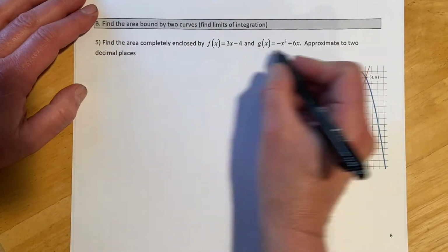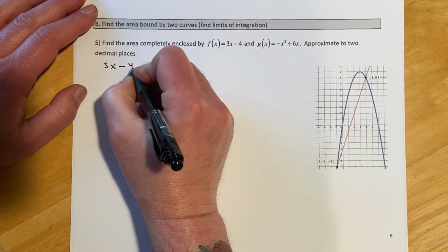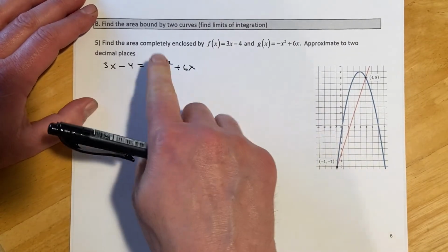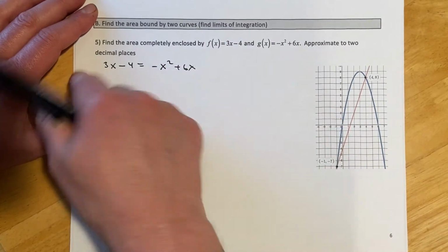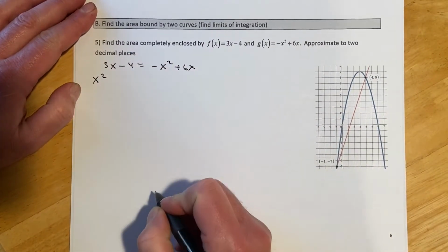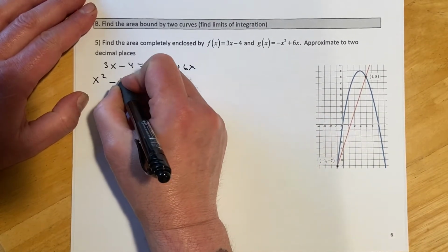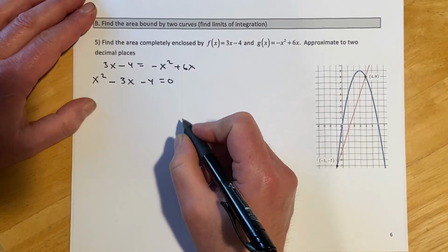So to do that, we would just set this up in factor. So we'd have 3x minus 4 equals negative x squared plus 6x. I don't like negative x squareds when I don't have to have them, so I'm going to bring it this way, make it easier to factor. So it'll be positive x squared, so I'm subtracting 6x over, so that will give me a minus 3x, and then that minus 4 equals 0.